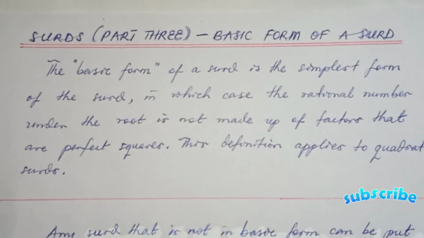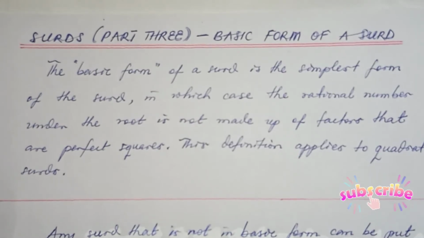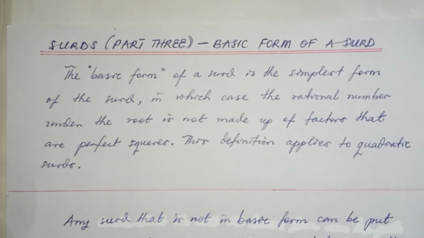Again, the basic form of a surd is the simplest form of the surd, in which case the rational number under the root is not made up of factors that are perfect squares. This definition applies to both quadratic and non-quadratic surds. You must take note of that.